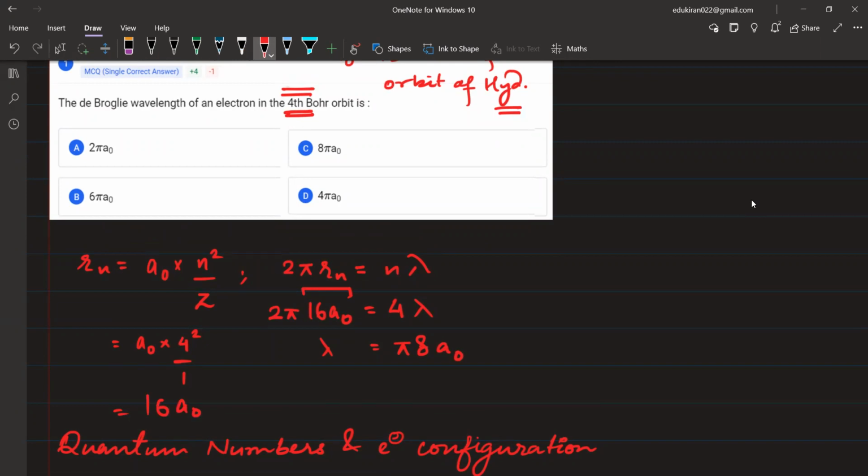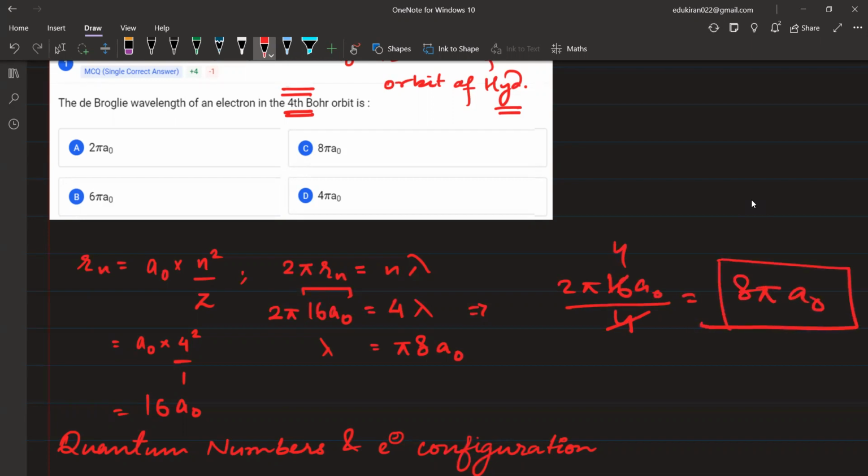Now lambda will be equal to how much? 2 pi 16 a naught upon 4. 4 से 4, this will be equal to 8 pi a naught. Okay, so the answer will be C. Understood, guys? Yes or no? Please tell me. Adriel sir, and Priya, got it? Yes, sir.